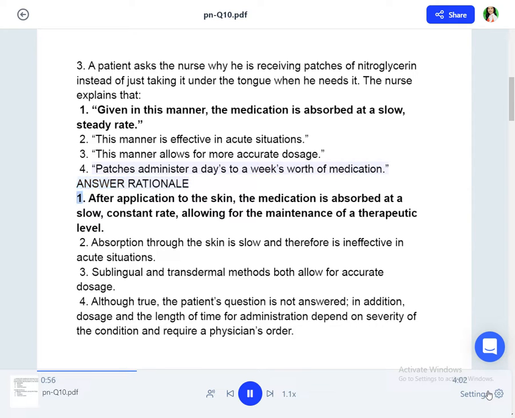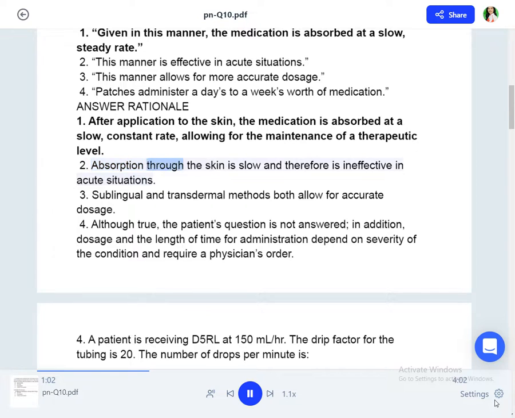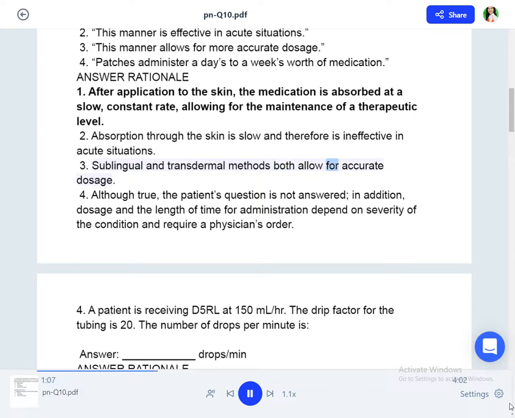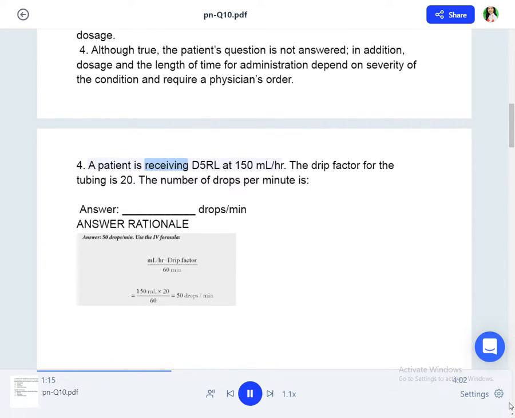Answer. Rationale. 1. After application to the skin, the medication is absorbed at a slow, constant rate, allowing for the maintenance of a therapeutic level. 2. Absorption through the skin is slow and therefore is ineffective in acute situations. 3. Sublingual and transdermal methods both allow for accurate dosage. 4. Although true, the patient's question is not answered. In addition, dosage and the length of time for administration depend on severity of the condition and require a physician's order.